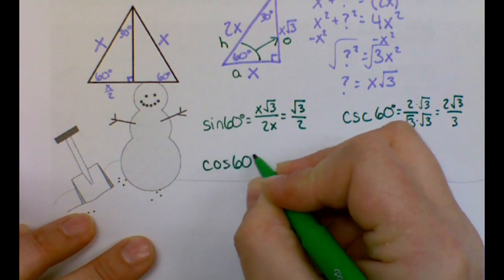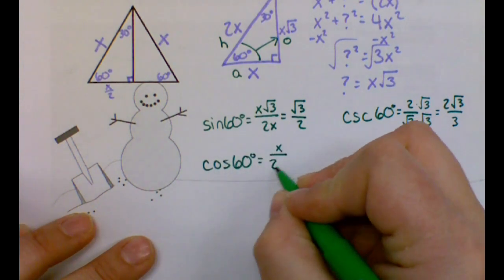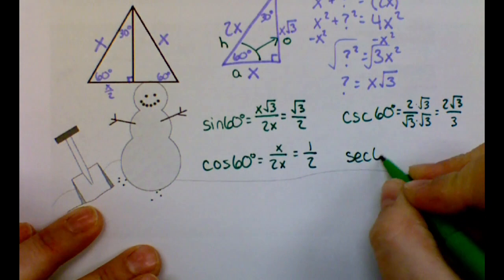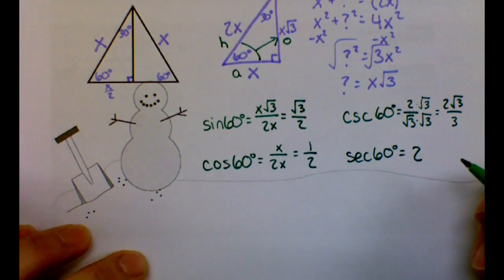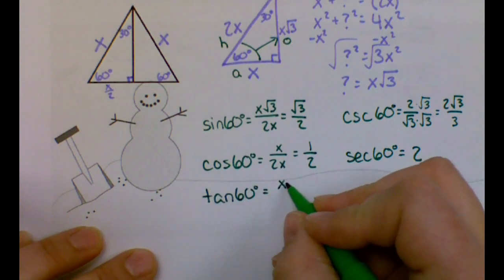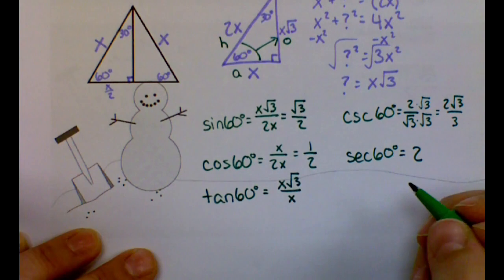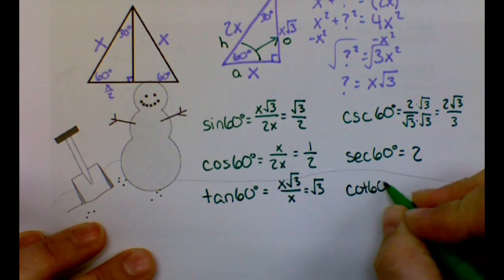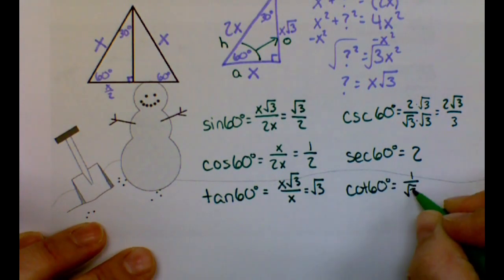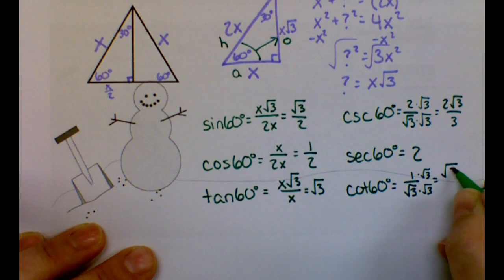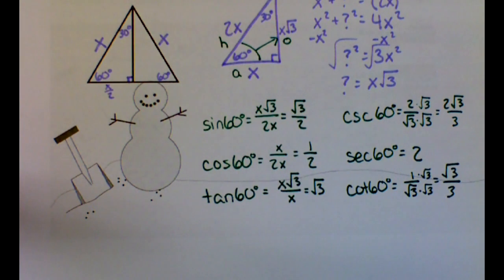The cosine of 60 degrees, adjacent over hypotenuse, is x over 2x. When my x's cancel, I get 1/2. The secant of 60 degrees, then, is the reciprocal of 1/2, or just 2. And the tangent of 60 degrees, opposite, which is x square root 3, over adjacent, which is x, we get just the square root of 3. And the cotangent of 60 degrees is the reciprocal, so 1 over the square root of 3. But we rationalize our denominator, turning it into the square root of 3 over 3. There are the trig functions for any 60-degree angle.